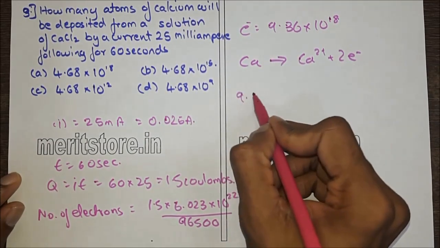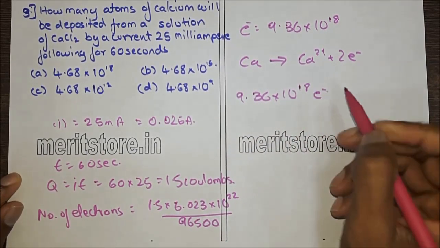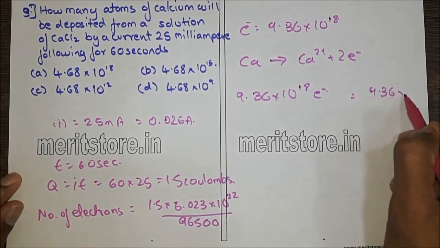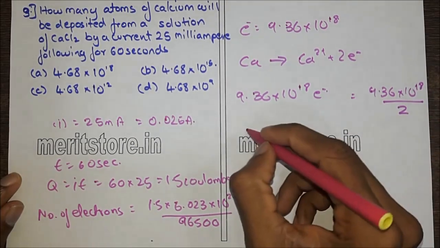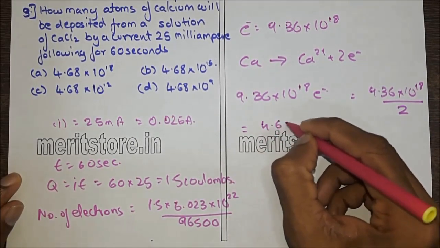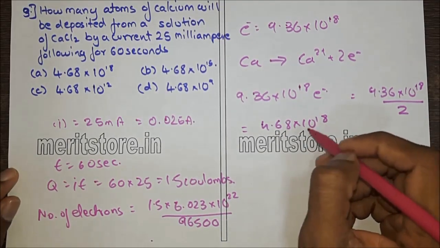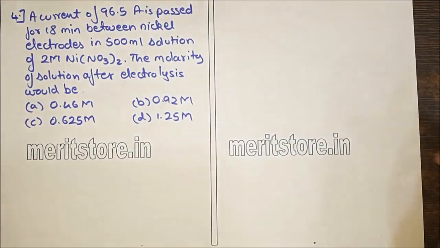So 9.36 into 10 raised to 18 electrons will be used to deposit 9.36 into 10 raised to 18 upon 2, which is equal to 4.68 into 10 raised to 18 atoms. We see our answer matches option A. Therefore option A is the correct answer.